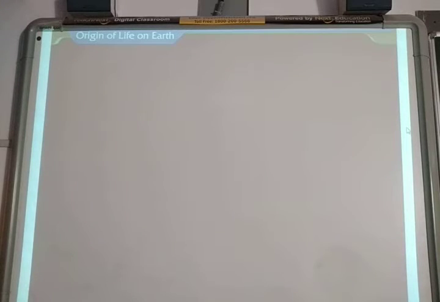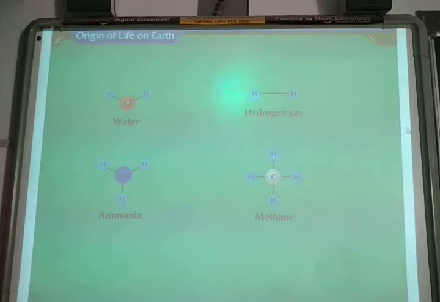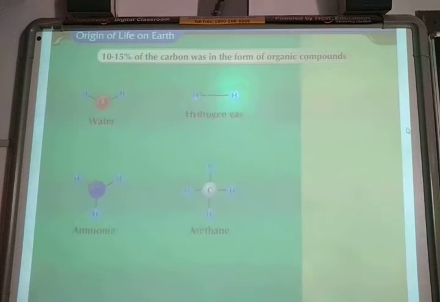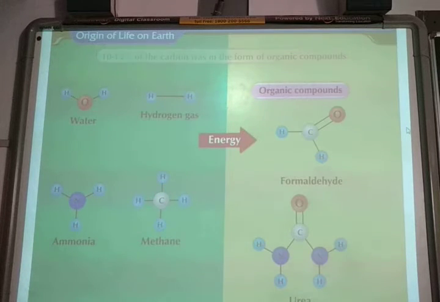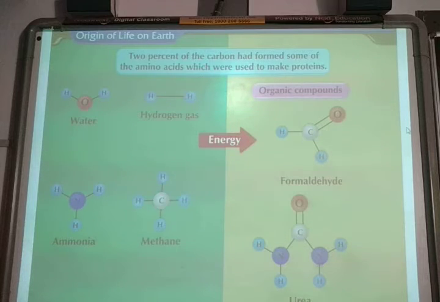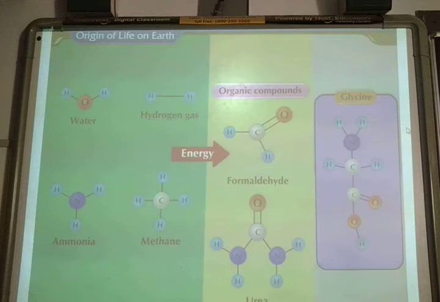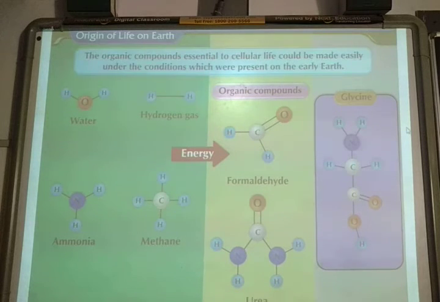At the end of 1 week, Miller observed that as much as 10 to 15% of the carbon was now in the form of organic compounds. 2% of the carbon had formed some of the amino acids which were used to make proteins. Miller's experiment showed that the organic compounds such as amino acids, which are essential to cellular life, could be made easily under the conditions that scientists believed to be present on the early Earth.